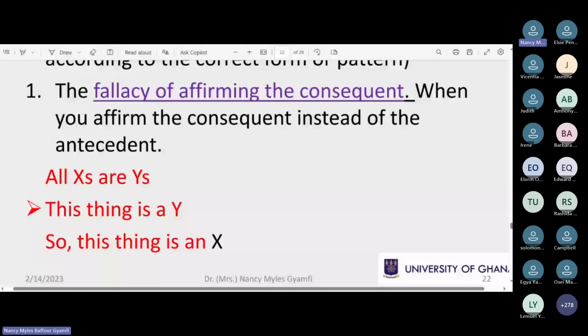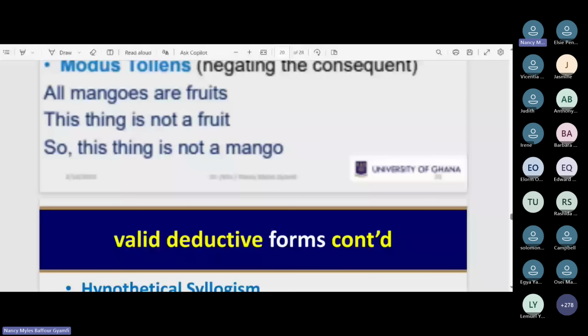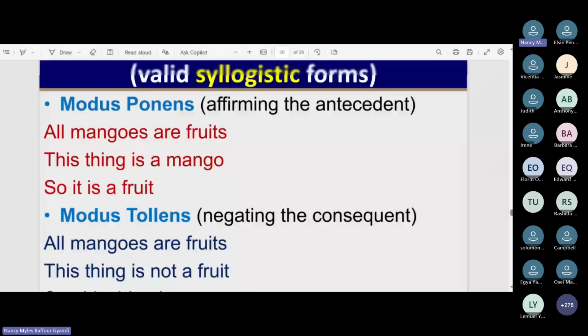Now, I could have given you my conditional statement in a disguised form. So come to my screen now. I could have given you all mangoes are fruits. And now you don't know which one is your antecedent and your consequent. No worries. You have to expand it. Expand it to show your antecedent and your consequent. Are we able to do that?